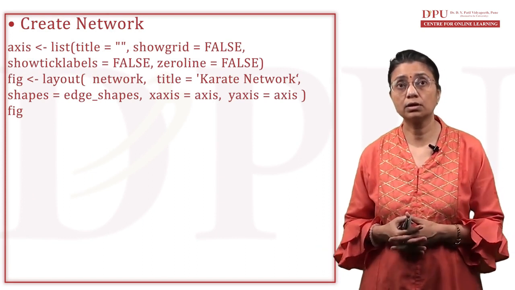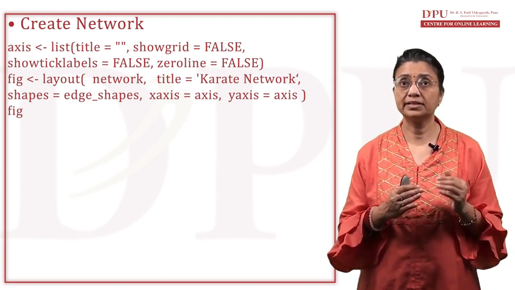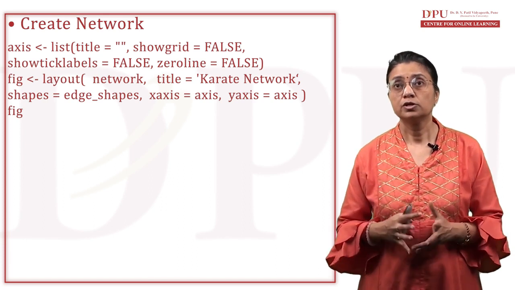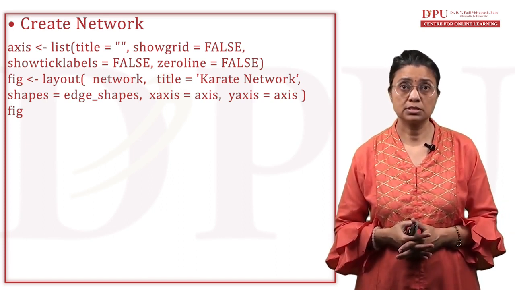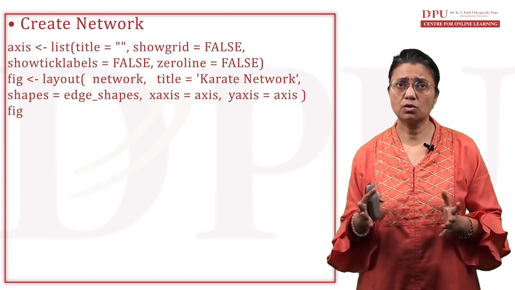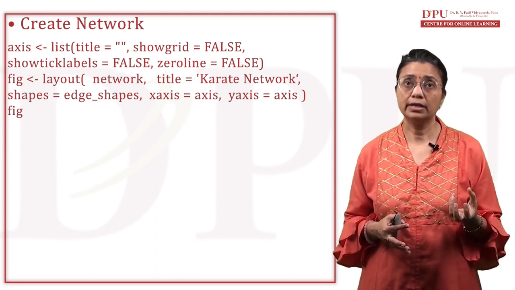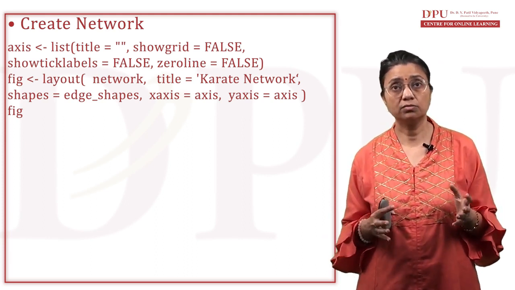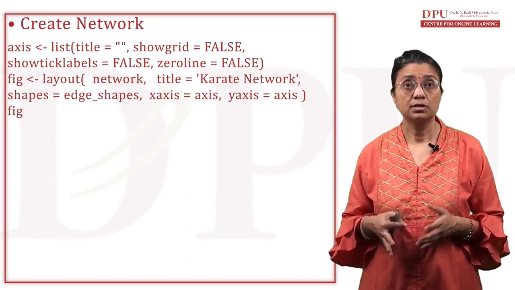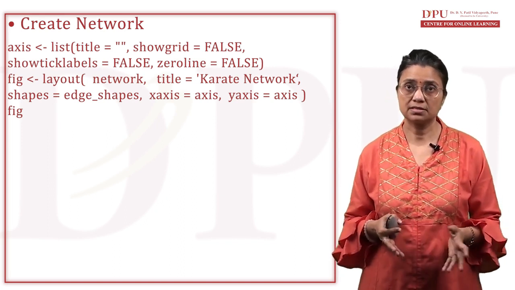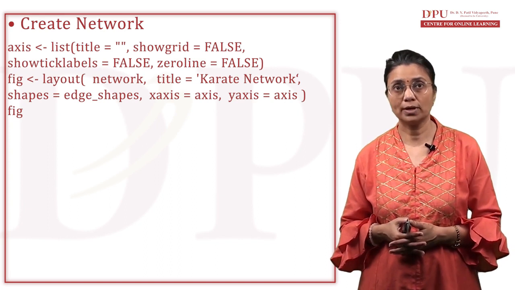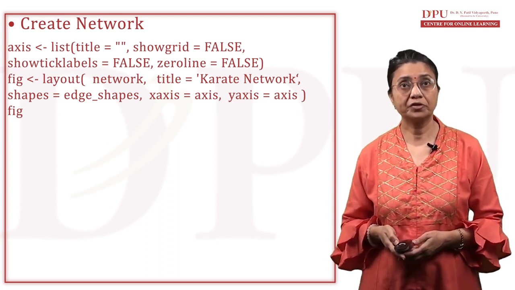Now, creating a network. How do I create a network? I call the list function along with the title, showgrid equals false, showticklabels is equal to false, zeroline is equal to false. So these are all the properties. I call the layout function. In the layout, I write network, title equals Karate Network, shapes equals edge_shapes, xaxis is equal to axis, yaxis is equal to axis. I'm storing everything in fig.